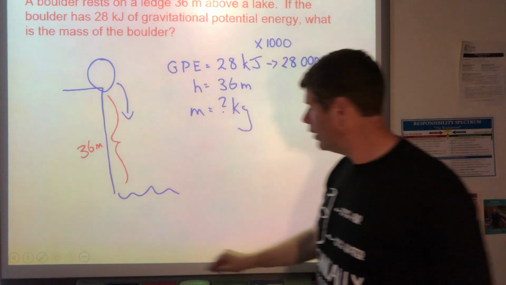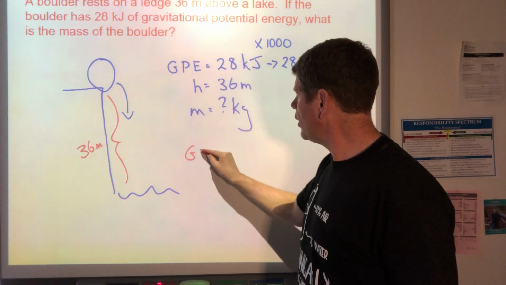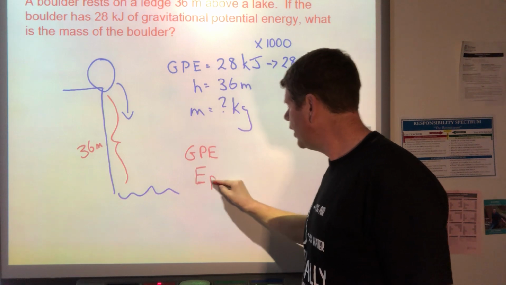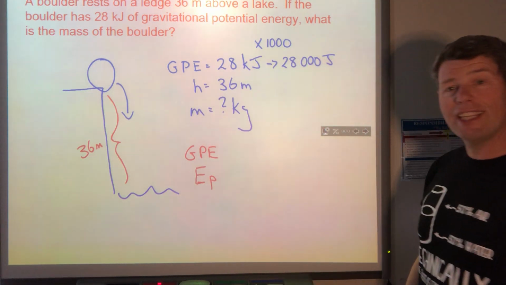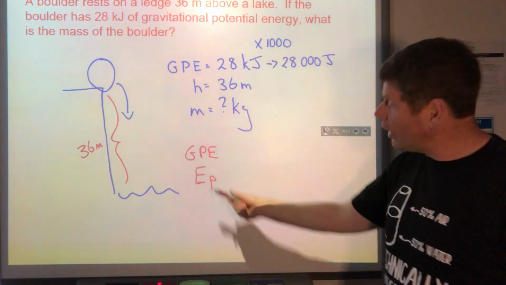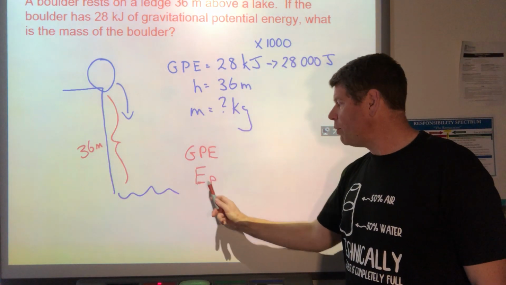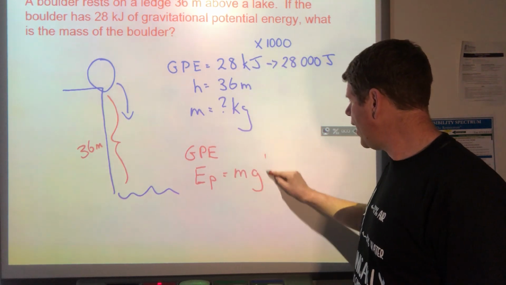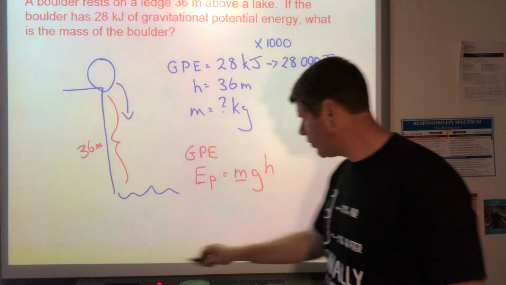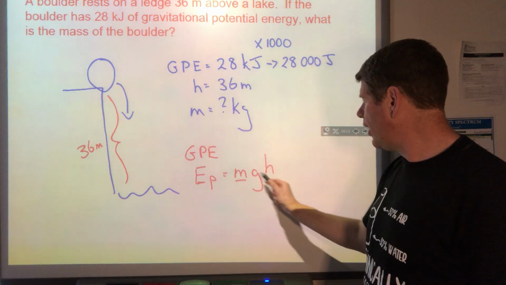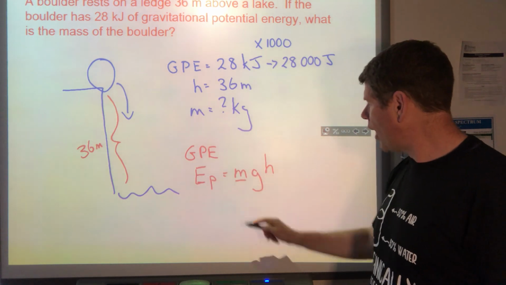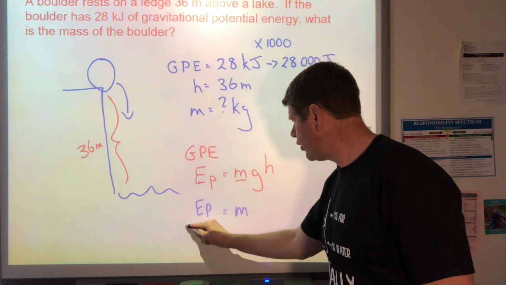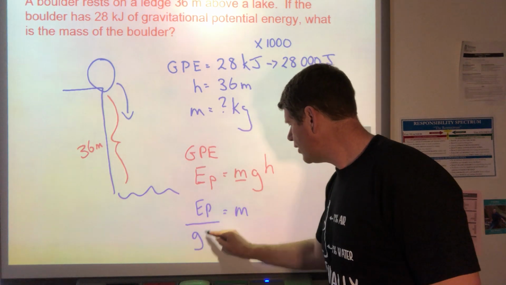So again, we can start with our formula. So remember our formula, gravitational potential energy. Now guys, quite often, I write gravitational potential energy as Ep. Just like kinetic energy is E with a little k, I quite often do GPE as E with a p for potential energy, and that's equal to mgh. This time I'm solving for m. So if I rearrange my formula for m, I divide gh from both sides. So m is going to equal the potential energy divided by g times h.